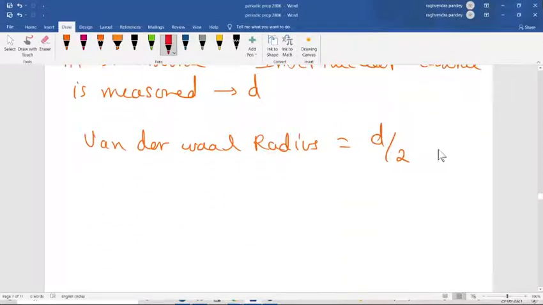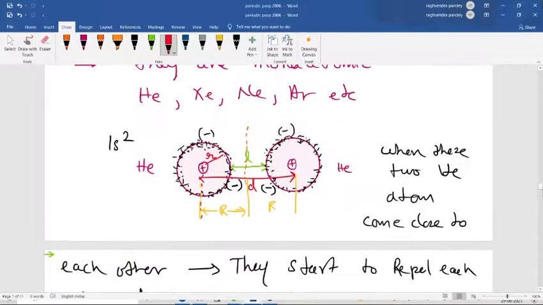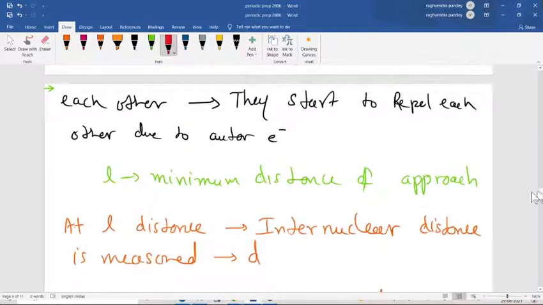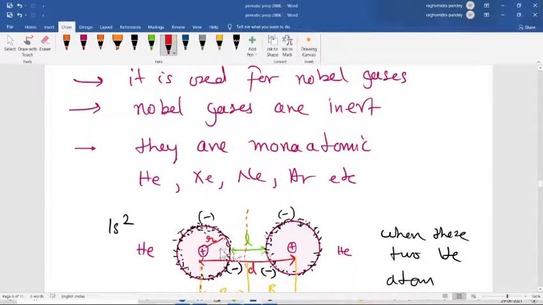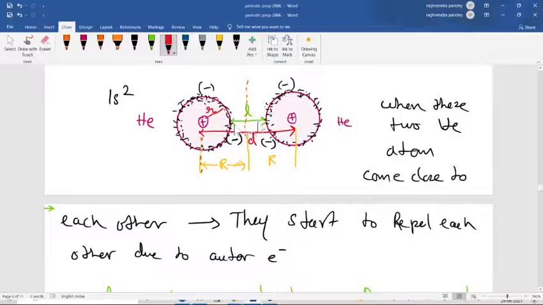So we understood all these three radii. Yes, so that is the L distance. L is the minimum distance of approach. It means the minimum distance between two helium atoms can be L, because after this distance, if the atoms come closer to each other, they start to repel each other. So this is the case here.